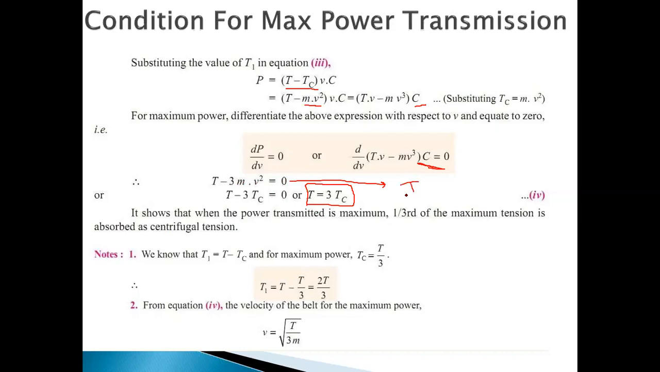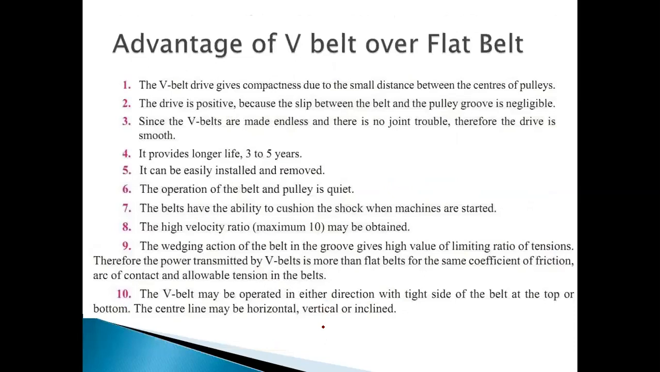From here you can write T divided by 3m is equal to v square. So v is equal to under root T upon 3m, the same as before where v is equal to under root T upon m. If the velocity of the belt is under root T upon 3m, then the power transmitted by the belt drive is maximum. So these are the advantages of the V belt or the flat belt.